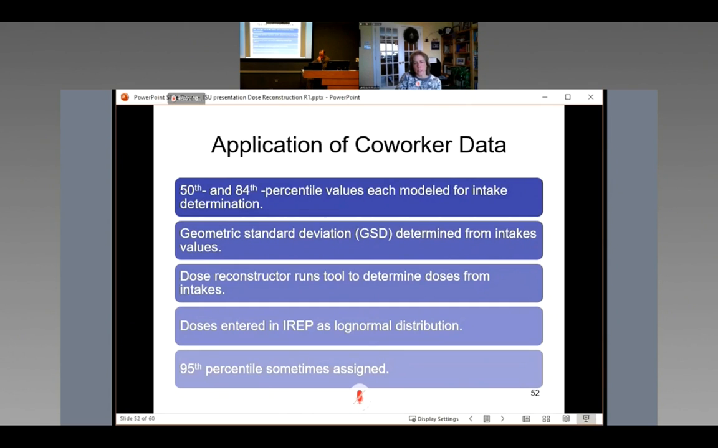And they're entered as a log normal distribution with the 50th percentile as the mean dose that's assigned. Or if the person appears to have had a larger potential for intake, we might assign a 95th percentile, and that would be assigned as a constant rather than as a log normal distribution.